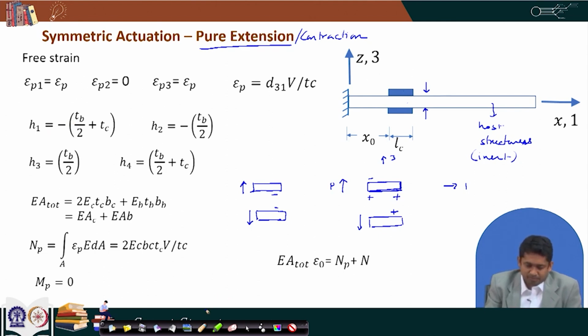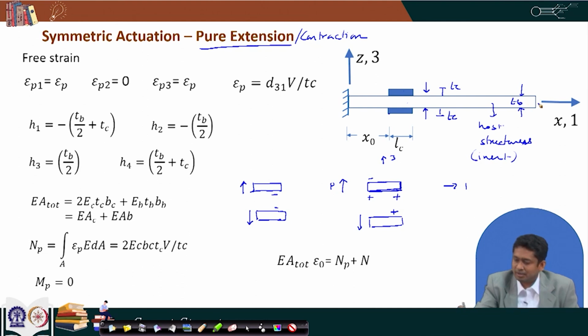Now, it has 3 layers. So, H1, which means the z coordinate of the bottommost interface, is here. Now, in this configuration, we say TB is the dimension, I mean depth of the beam, and TC is the depth of the piezo. Both the piezos are same, so they have same TC.